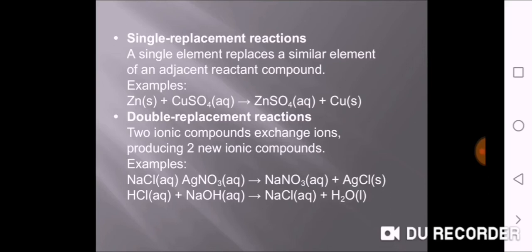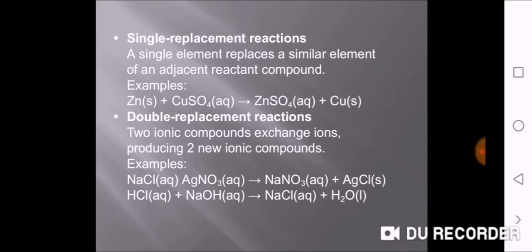Single replacement reaction. Single replacement reaction means one reactant replaces another molecule or atom or element. Here is an example of zinc and copper sulfate. Here zinc replaces copper ion and produces zinc sulfate and copper solid.